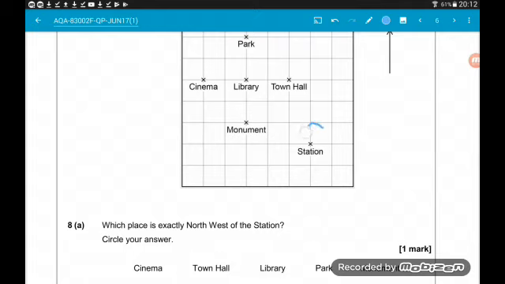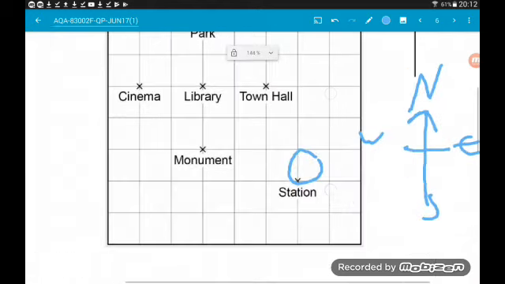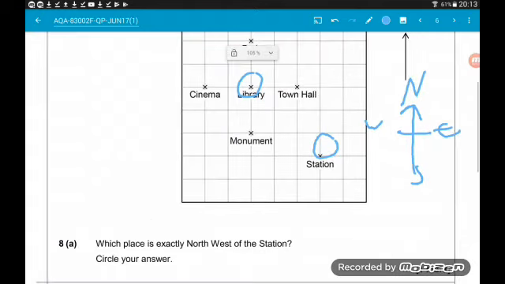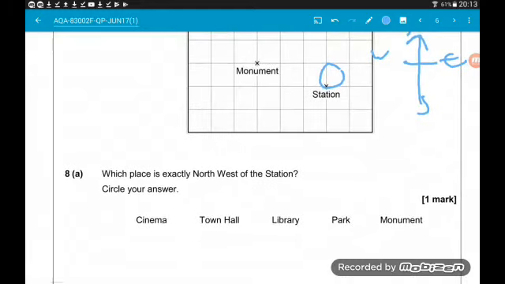So, the station is down here. Remember, compass directions. We've got north, east, south, west. So northwest is up and to the left diagonally. So can we find anything that is diagonally up and to the left of the station? The answer is yes, we can. It's the library. So the answer to part A is the library.